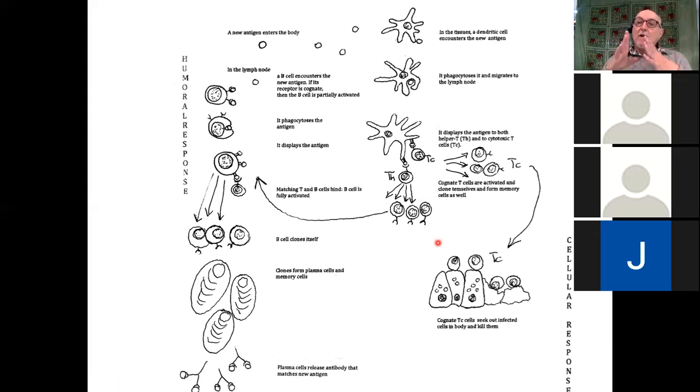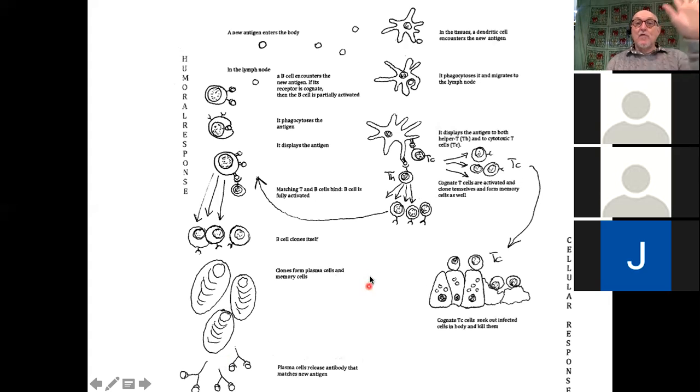And they will form long-lived versions of themselves, so that if ever this is presented to them again, they don't have to go through this whole trying out for 5 to 10 days before you get the full response. Instead, the memory cells are sitting there ready. As soon as they see this, the whole system jumps into action. And within hours, not within days, but within hours, you're producing masses of antibody all over again, like that.